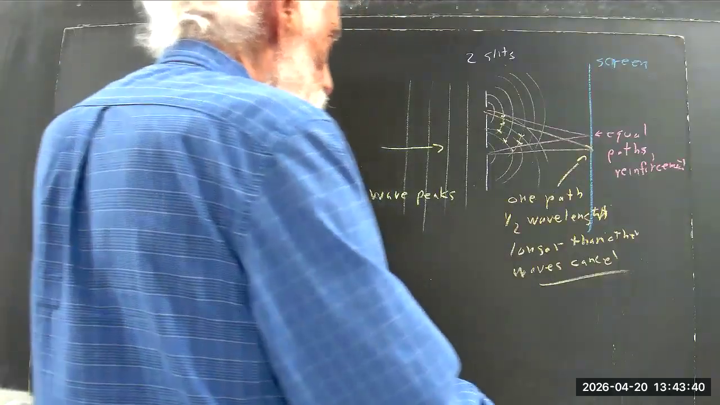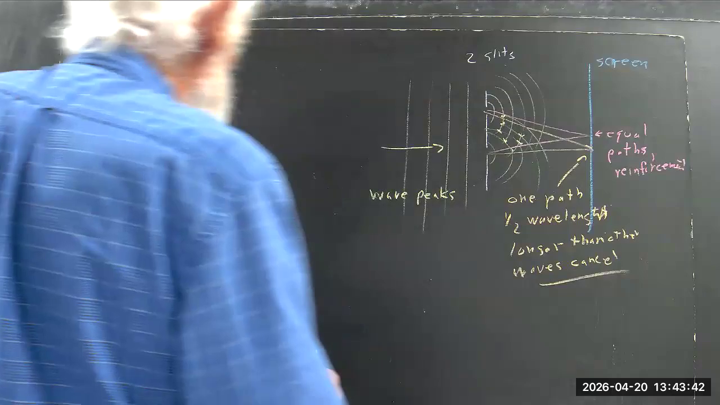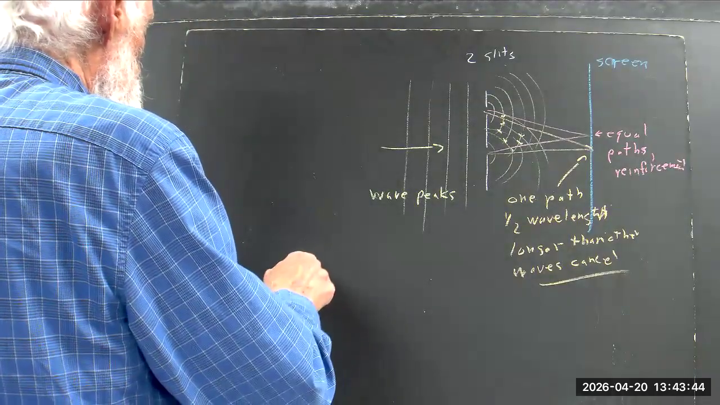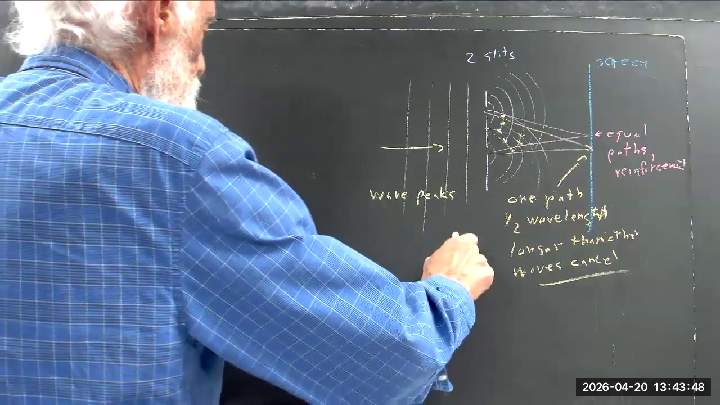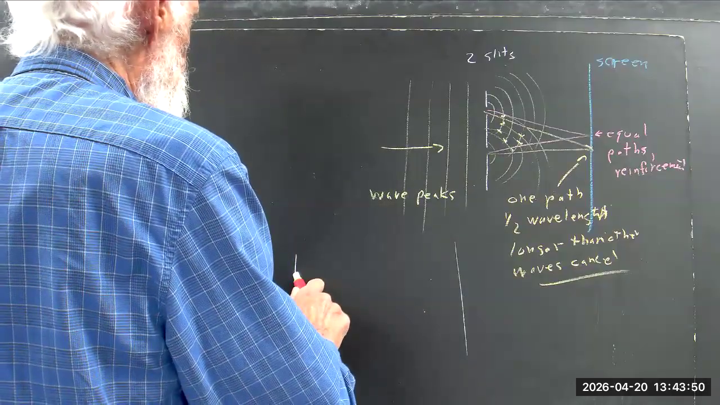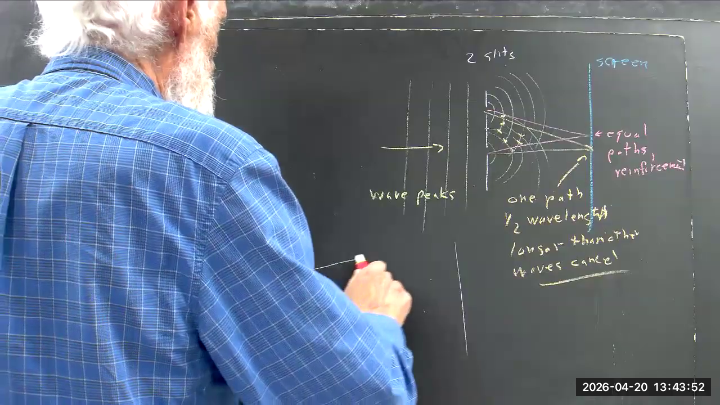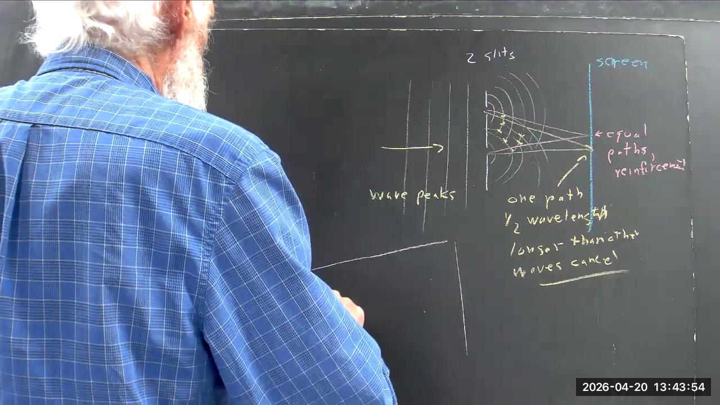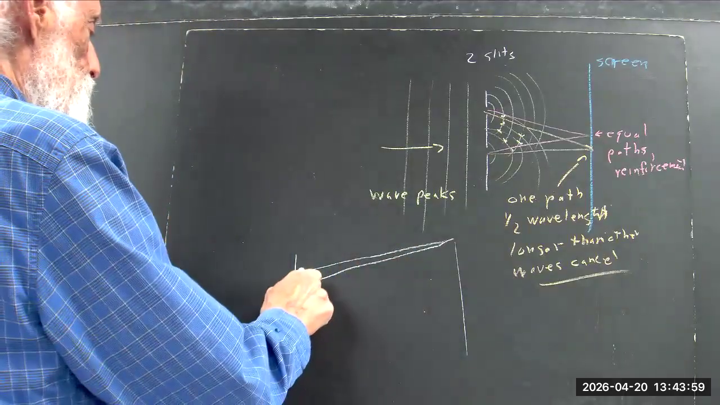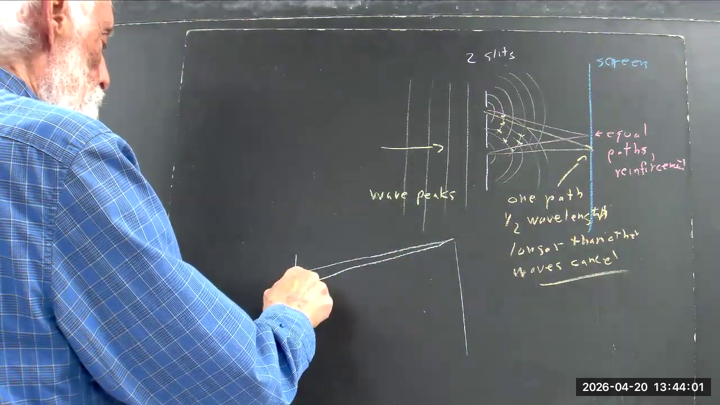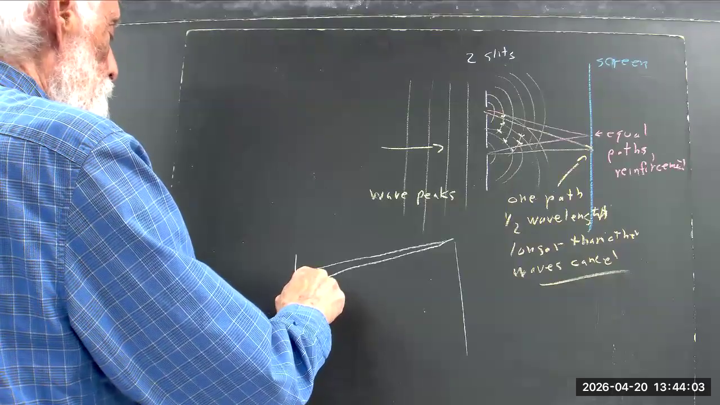You can extrapolate this picture into a picture like this, where you've got two closely spaced slits and a distant screen. Here's the path from one slit. Here's the path from the other. This is a right angle.